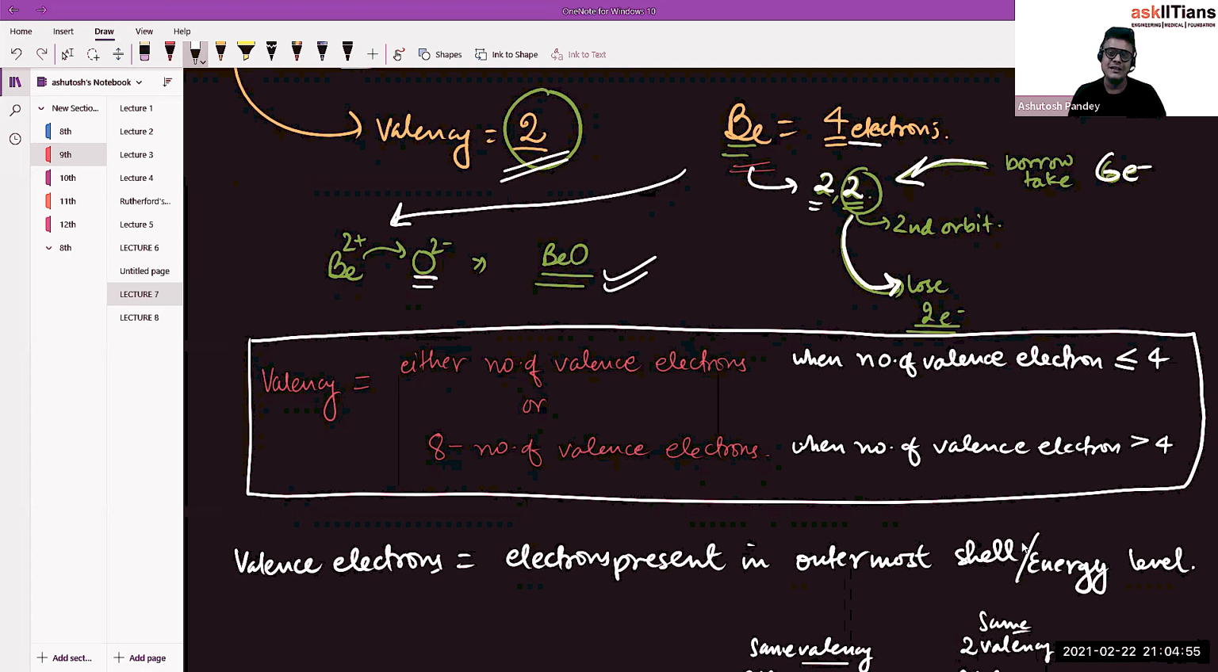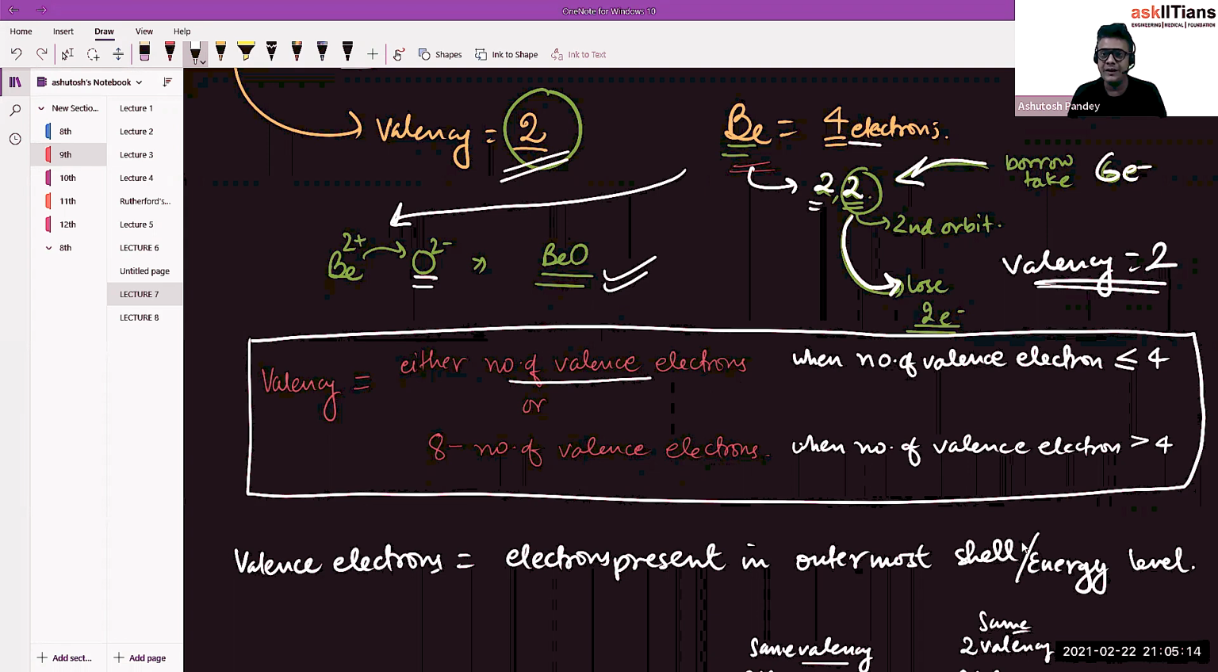So from this discussion, we can say the valency of any element, any atom, is equal to the number of valence electrons when the number of valence electrons is less than or equal to 4. In beryllium's case, the number of valence electrons was 2, which is less than or equal to 4, so the valency of beryllium is 2.